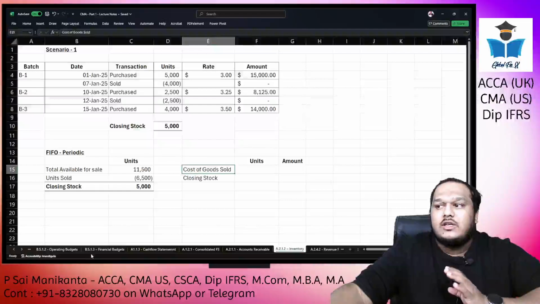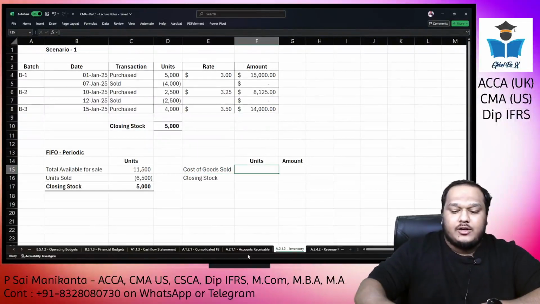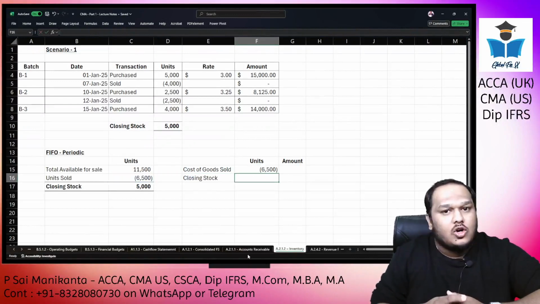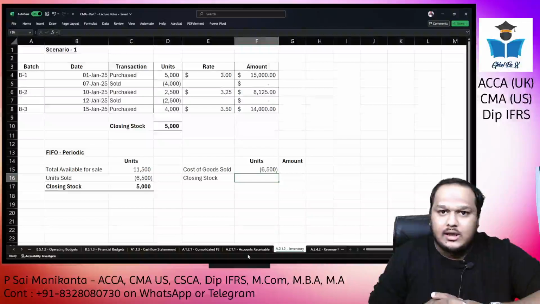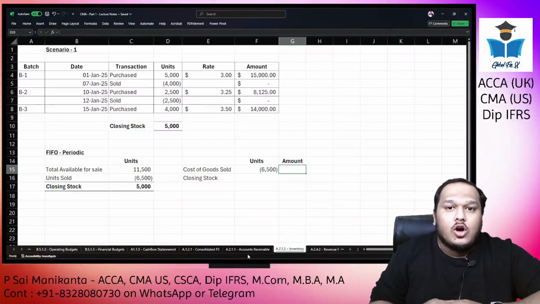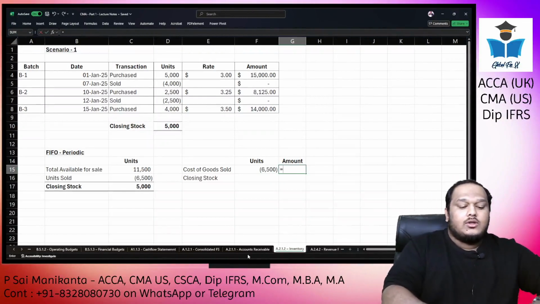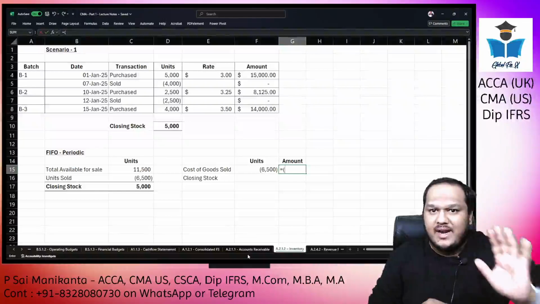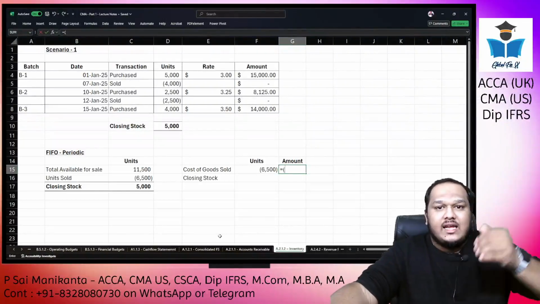Okay. So first, cost of goods sold. How many units are sold? 6,500 units. Sir, how do you know? Already we have it here. 6,500 is the total number of units that are sold. So here, how do I calculate the cost of these goods that are sold? So first, let's do batch by batch. Batch by batch. Pay attention. So first in, first out.